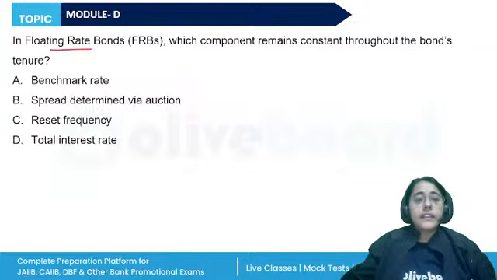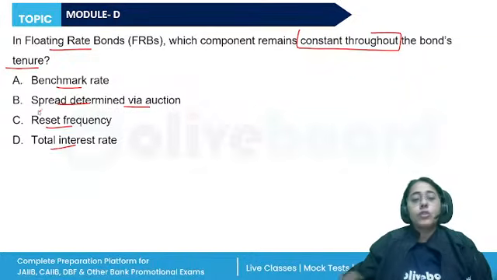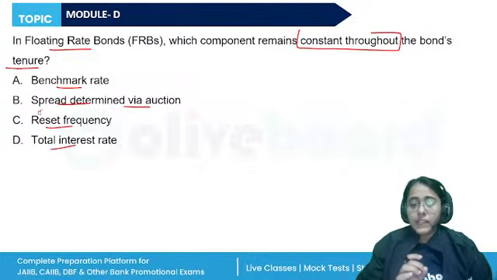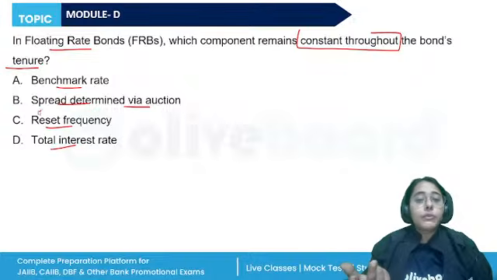In the floating rate bonds, which component remains constant throughout the bond's tenor? The benchmark rate, spread determined via auction, reset frequency, or the total interest rate. So what happens in the fixed rate bond? They are applicable for government bonds. The rate is fixed for the entire tenor, regardless of the fluctuating market rates. The lock-in period is 1 to 5 years. Premature withdrawal can also lead to penalties.